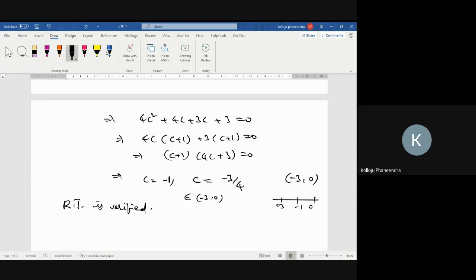And there are some complicated problems in Rolle's theorem. Let me check. Where is that? It is not there.